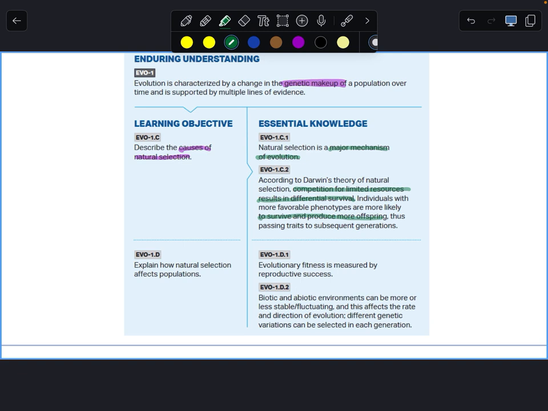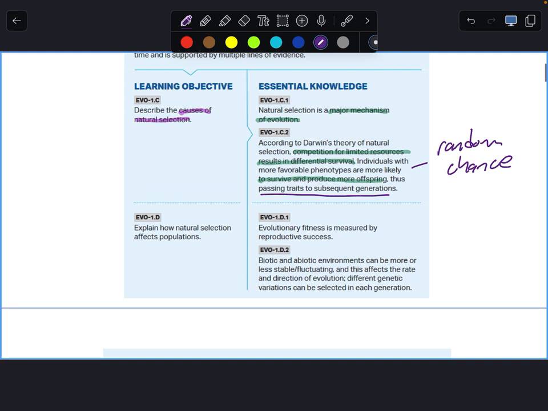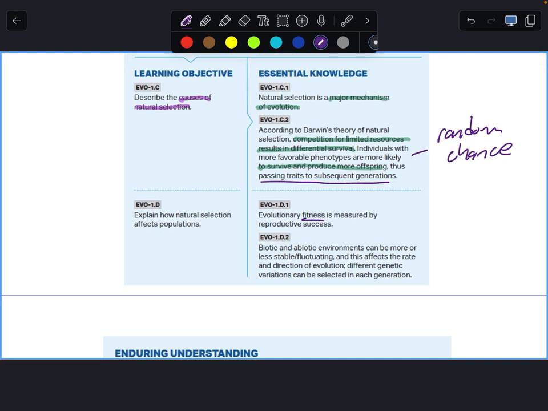How did they get those favorable phenotypes? They got it through random chance, according to Darwinian evolution. And then they pass those traits on because it gave an advantage to surviving. Fitness is measured by reproductive success. In biology, if you don't survive and reproduce, you have failed. So fitness is success based upon reproductive success.